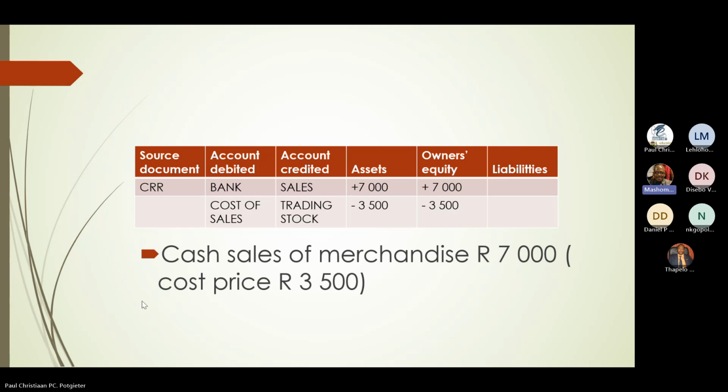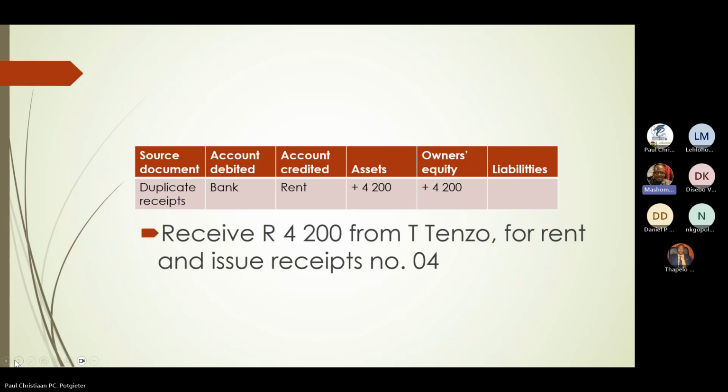In this case, we are looking at the transaction whereby the business is receiving the money. The next transaction, Paul. On the next transaction, it is the transaction of rent income. On the rent income, it means the business will receive the money. When you receive the money for rent, it will have a positive impact on the owner's equity.